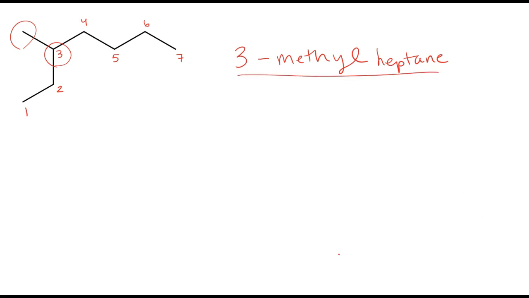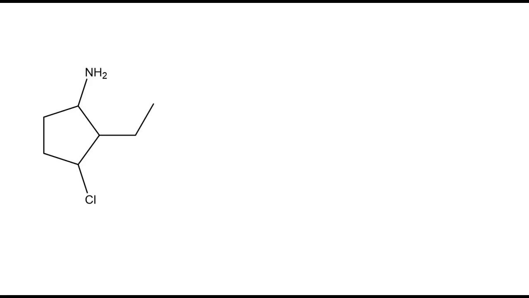Let's look at a more complicated example. First of all, we're looking at a ring structure here. So the root name comes from the number of carbons in the ring. The root name is pentane, but we put cyclo in front to indicate that there are 5 carbons in a ring. Next, I like to name the branches that are coming off this ring. I have an amino here, as well as a 2-carbon chain, which is called ethyl, and then a chloro substituent.